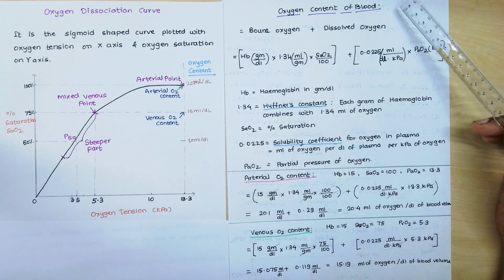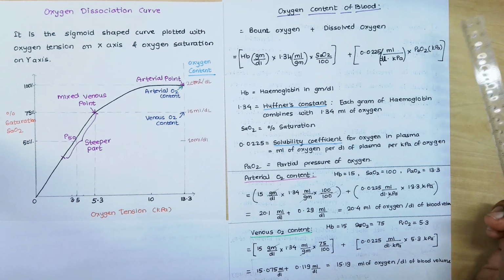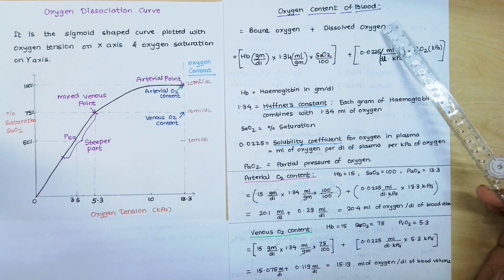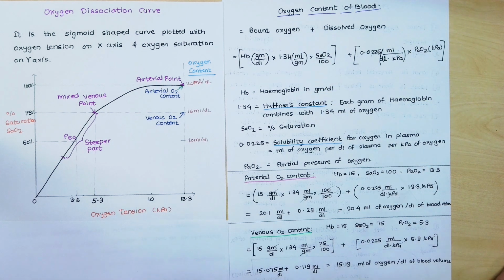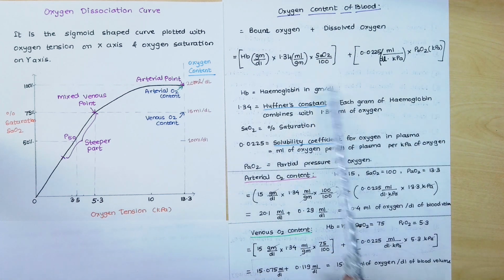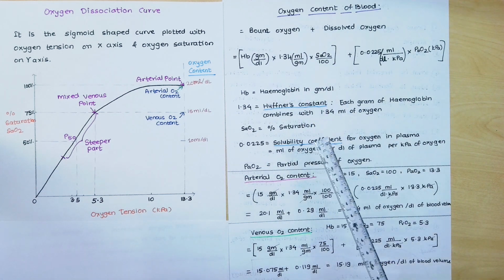Oxygen content of the blood is given by the combination of the amount of oxygen bound to the hemoglobin plus the amount of oxygen dissolved in the plasma. The formula is given as hemoglobin in gram per deciliter times Hüfner's constant, which is the amount of oxygen carried by each gram of hemoglobin. It is 1.34 mL per gram, times saturation divided by 100.